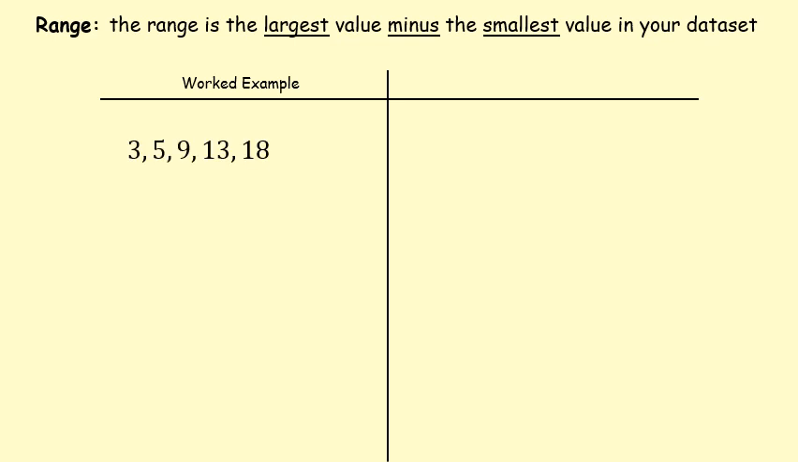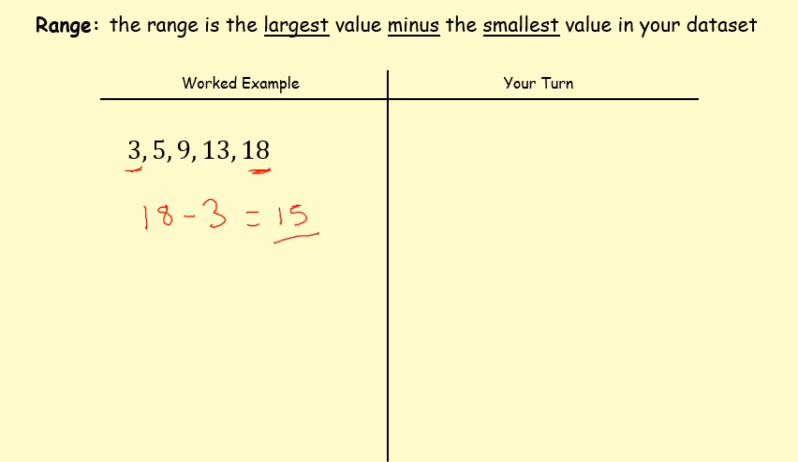Okay, so we're looking at this data set and we want to know what our smallest value is. Well, we can see that our list is already in order. So 3 is our smallest and 18 is our largest. Our list won't always be in order, so it can help to write it out, but in this case we don't need to. So we calculate our range by taking away our smallest value, which is 3, from 18, which is our largest. And so we end up with a range of 15.